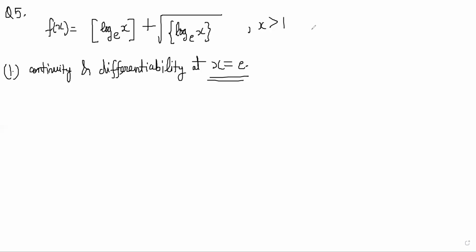Sir, at x is equal to e, it's just 1, right? f of e will become 1 plus 0, which is 0. Yeah, f of e is 1, since the fractional part is 0.